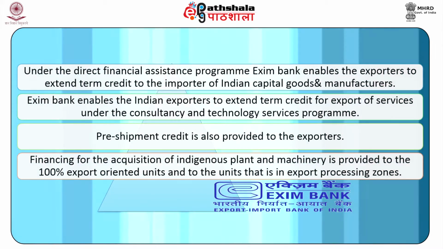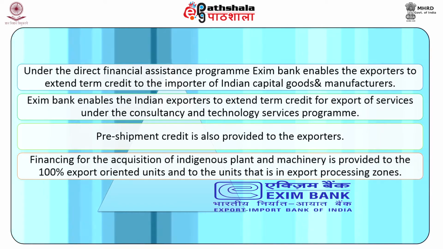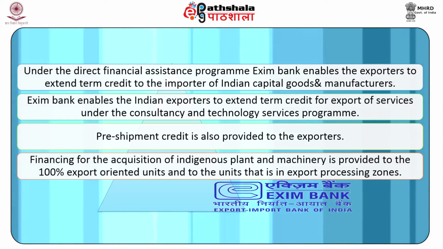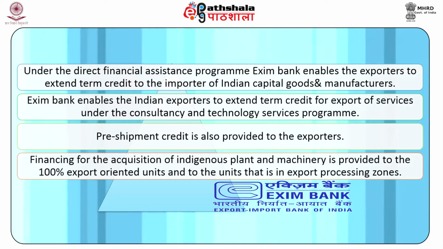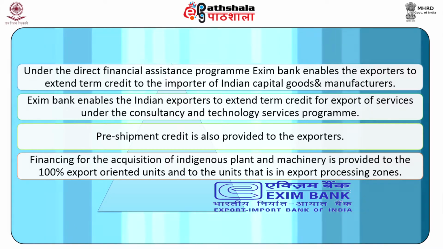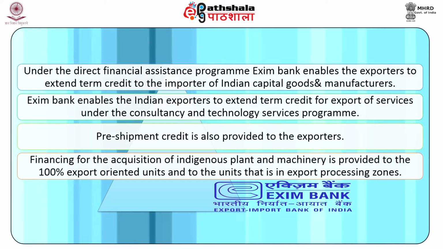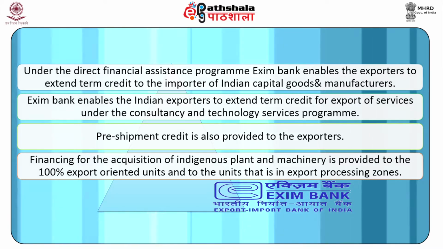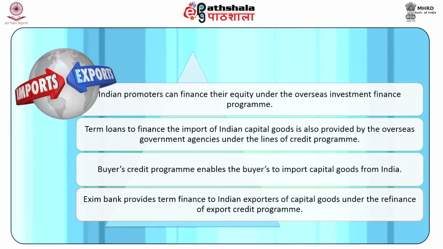Some of the functions of Exim Bank of India are: first, under the Direct Financial Assistance Program, Exim Bank enables the exporters to extend term credit to the importer of Indian capital goods and manufacturers. Second, Exim Bank enables the Indian exporters to extend term credit for export of services under the Consultancy and Technology Services Program. Third, pre-shipment credit is also provided to the exporters. Fourth, financing for the acquisition of indigenous plant and machinery is provided to 100% export-oriented units and to the units in export processing zones. Fifth, Indian promoters can finance their equity under the Overseas Investment Finance Program.